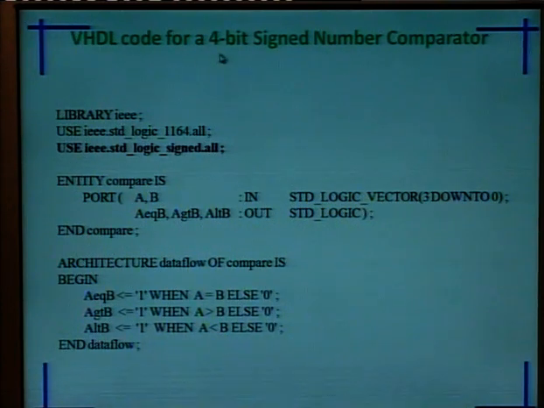Next is the behavioral code for the 4-bit signed number comparator. In the previous one we declared the unsigned library. Now we have to write code for signed numbers, so we have to declare the library for signed numbers, and again similarly declare the entities and write our main architectural body as per the function of the comparator.